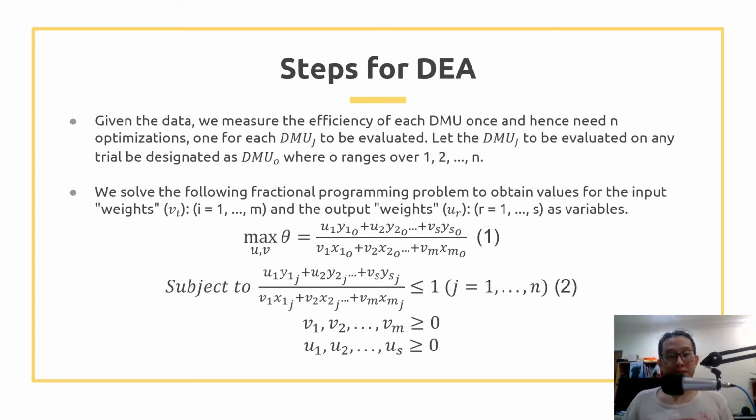DMUj to be evaluated, and let the DMUj to be evaluated on any trial be designated as DMUo, where o ranges from 1 to n. We solve the following fractional programming problem, so not linear, to obtain the values for the input weights, which are vi and ur, as variables. So this is going to be our general formula, and we're going to derive the linear program from this formula.